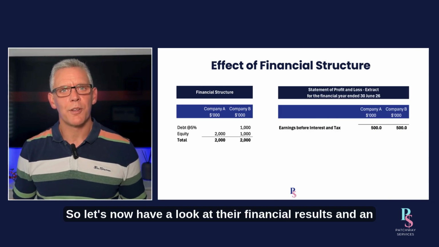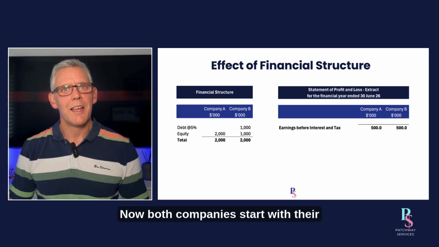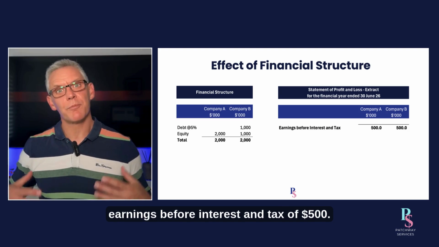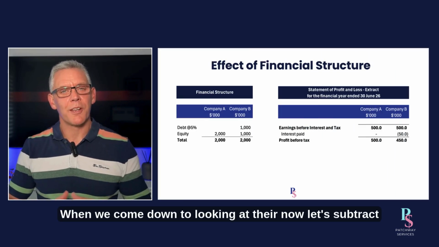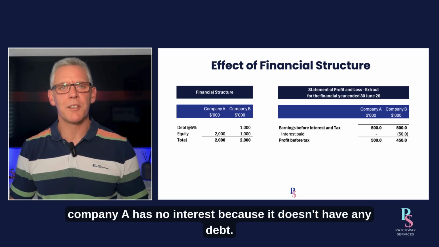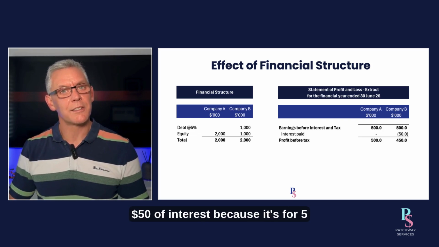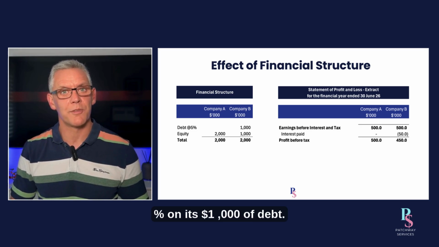Let's now look at their financial results, an extract from their profit and loss. Both companies start with earnings before interest and tax of $500. Now let's subtract the interest. Company A has no interest because it doesn't have any debt, whereas Company B has $50 of interest because it's 5% on its $1,000 of debt.